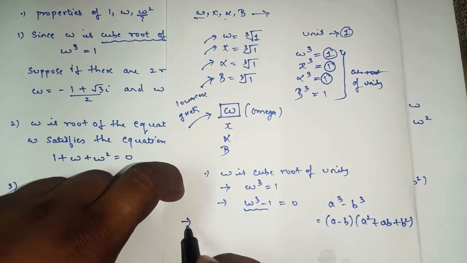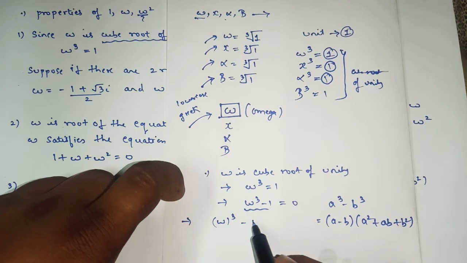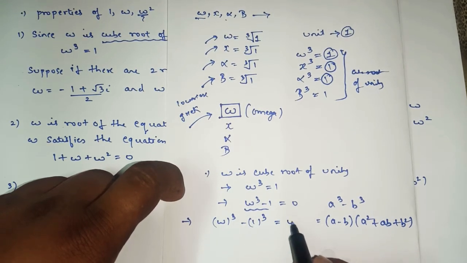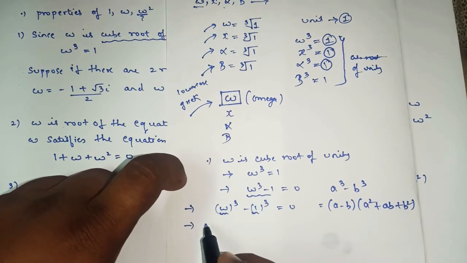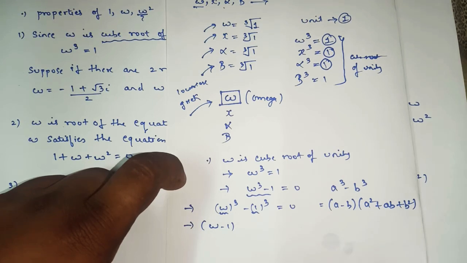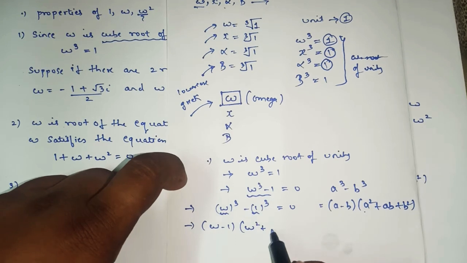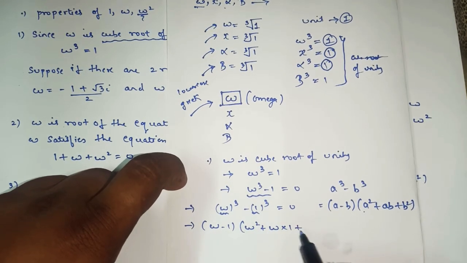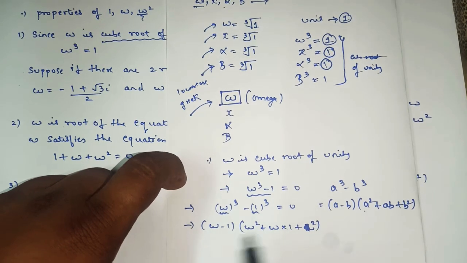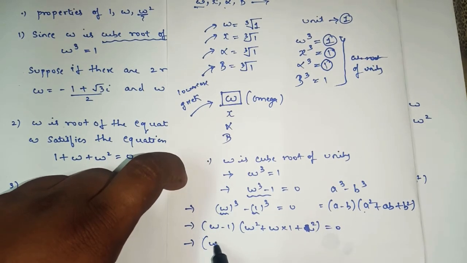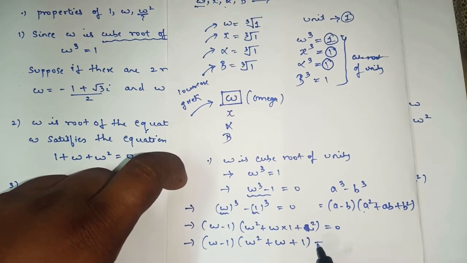So when you apply the formula, we can write this as w the whole cube minus 1 the whole cube equals 0. Therefore we'll consider this as a and this as b. So a minus b, here you will get w minus 1, and a square plus ab plus b square, yes or no, equals 0. So in the next step you will get (w minus 1)(w square plus w plus 1) equals 0.